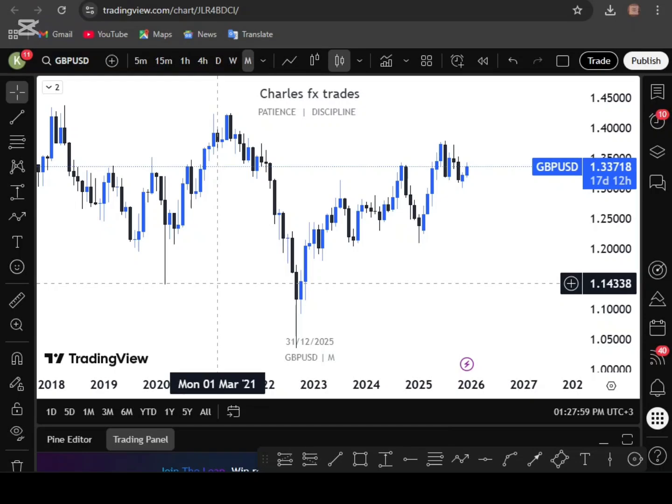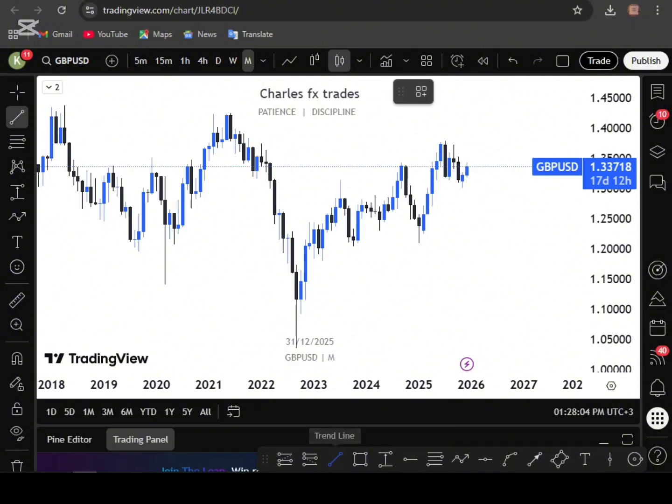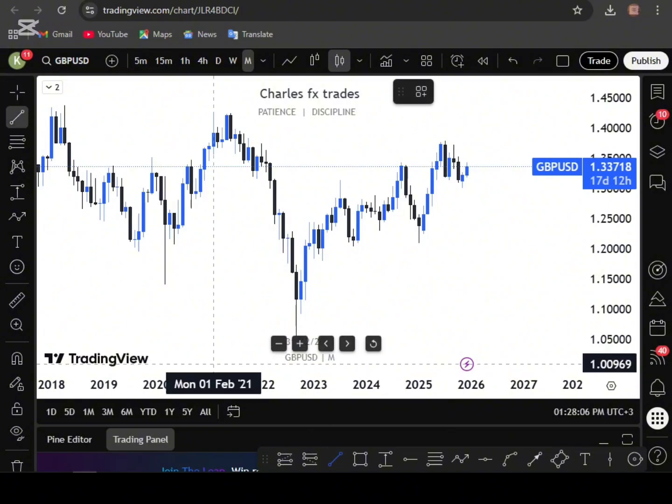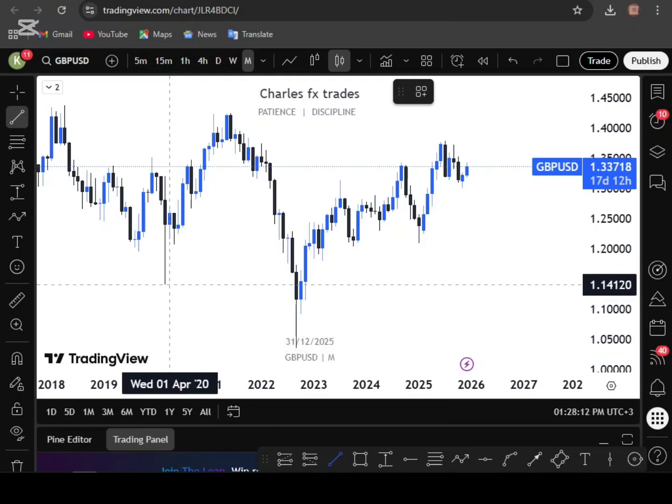Today we are going to do top-down analysis on GBPUSD. As we start, I'm going to begin from monthly up to the entry time frame. So let's begin and see.